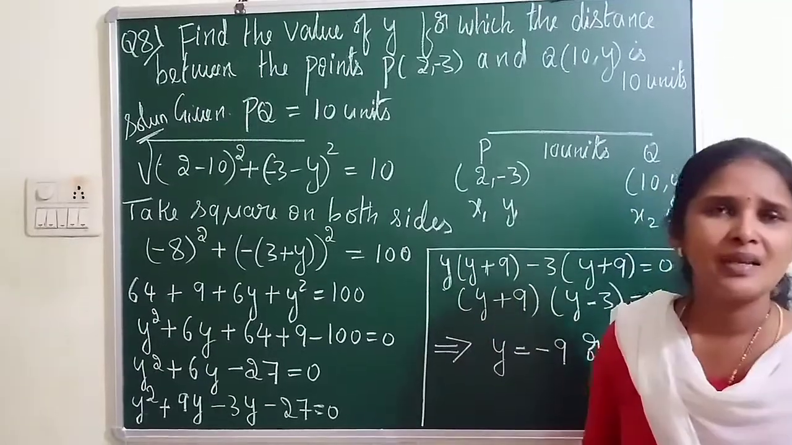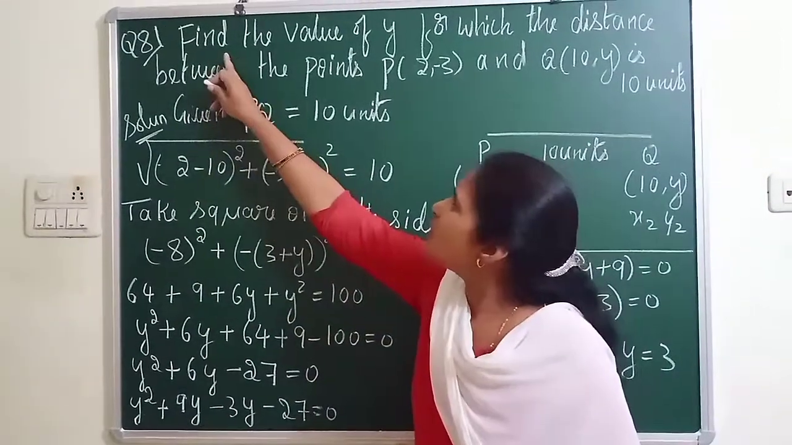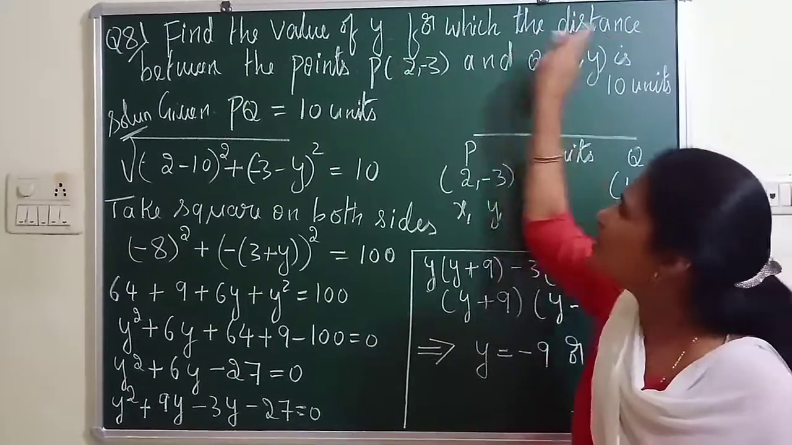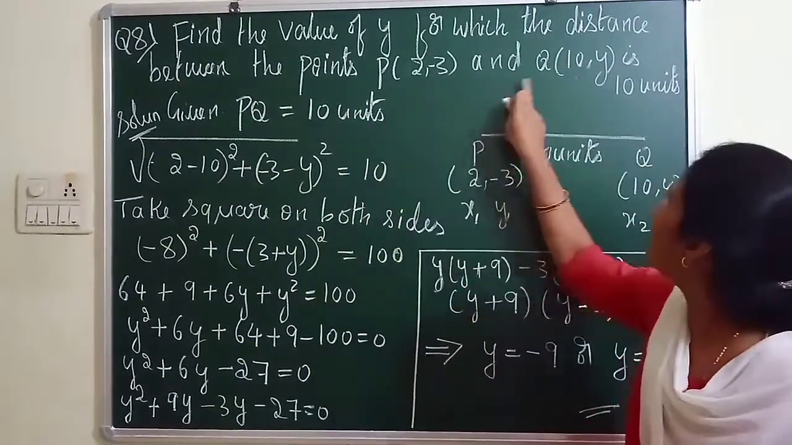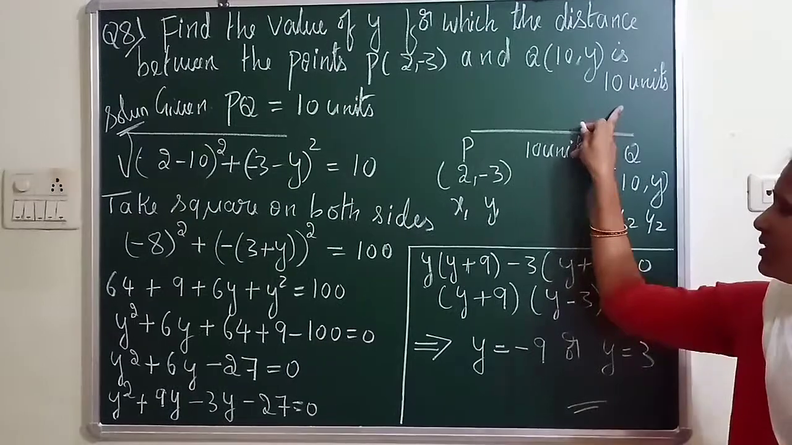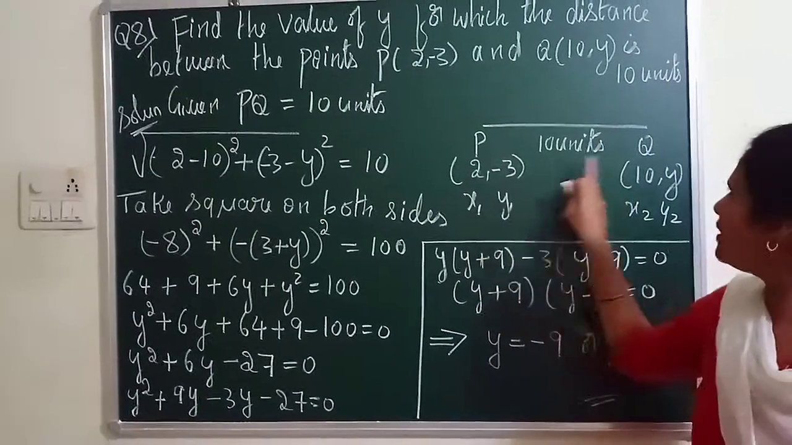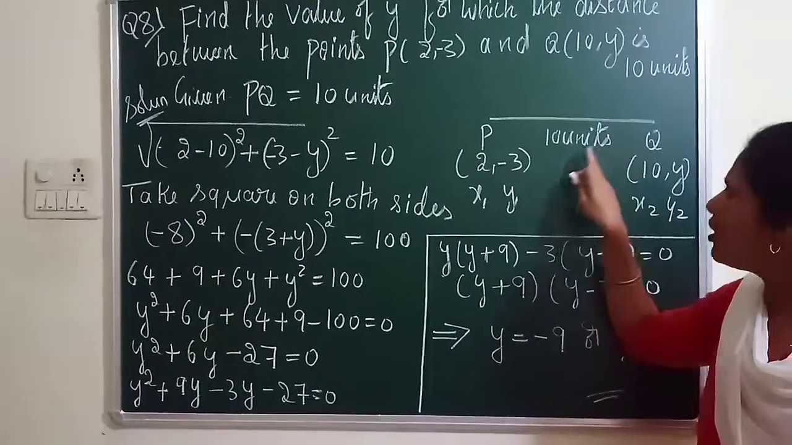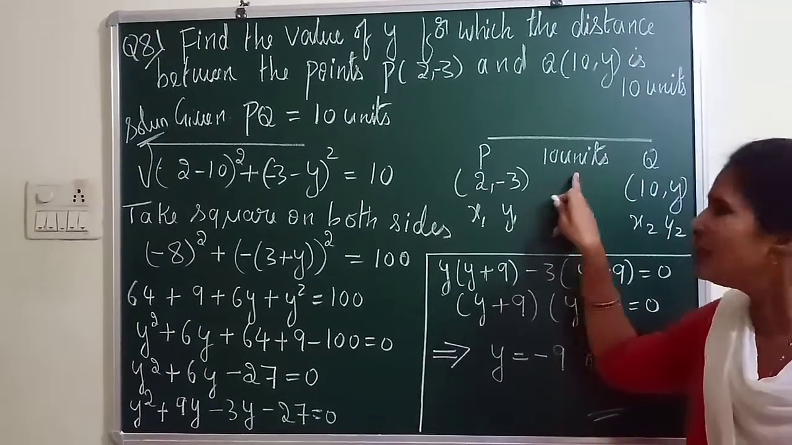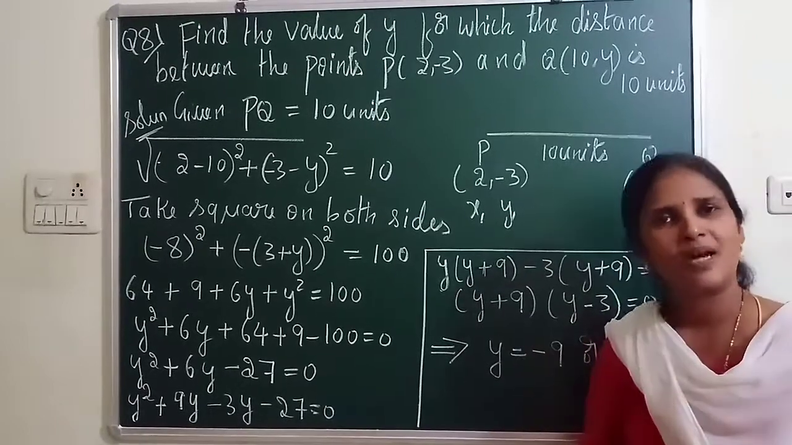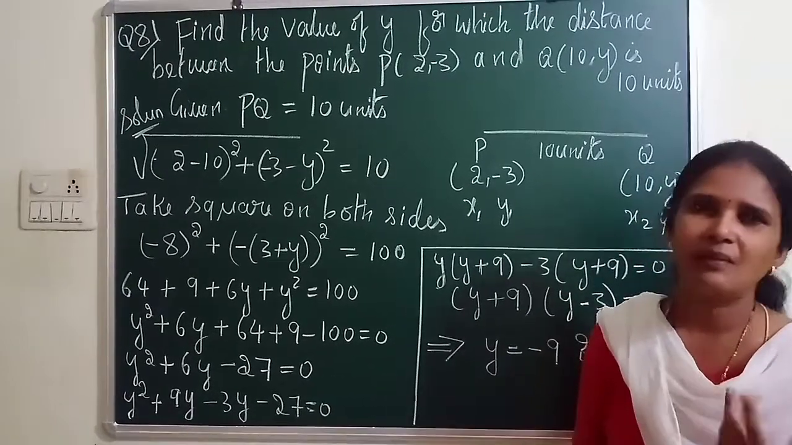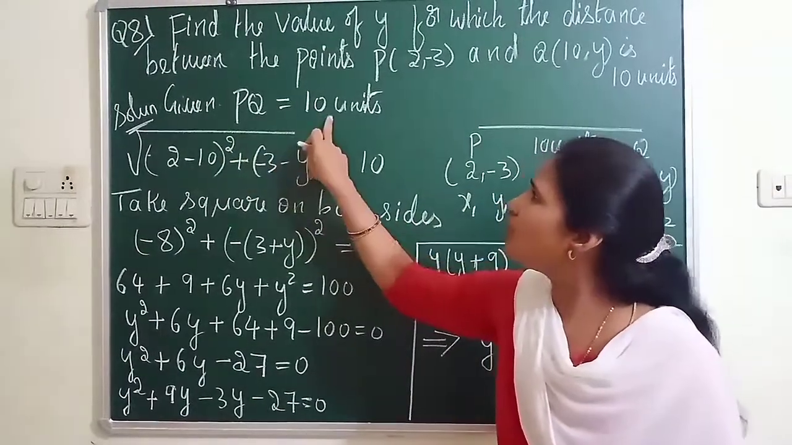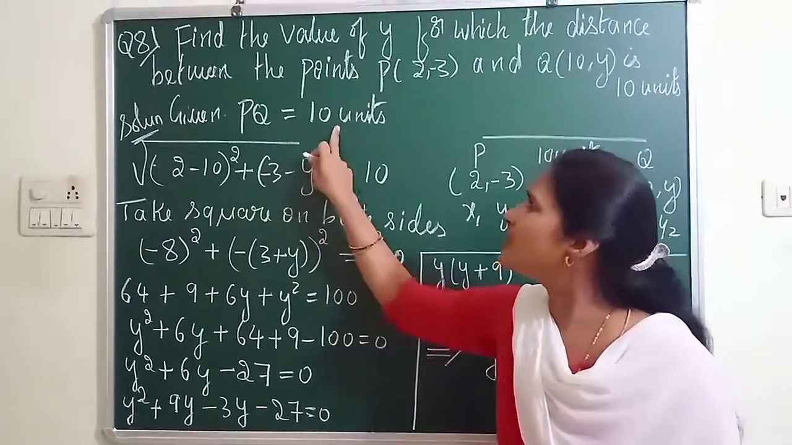The next question is question number 8. It says find the values of y for which the distance between the points P and Q is 10 units. P is (2, -3) and Q is (10, y). So the distance between P and Q is already given, that is 10 units. I have to find the value of y. So what formula do I have to use? The same, the distance formula. So given PQ equal to 10 units.